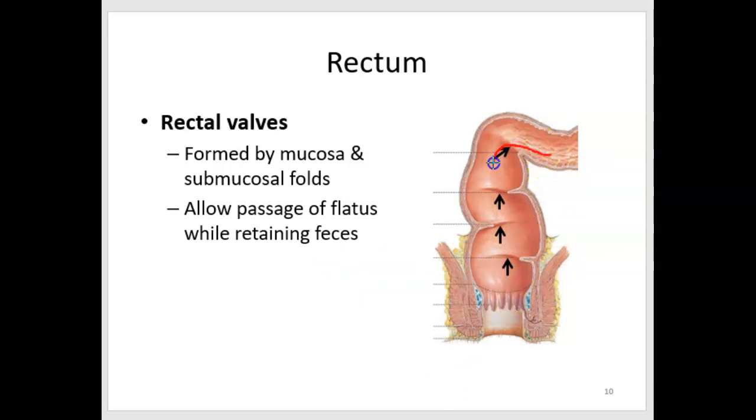So entering the rectum is the feces, and it can kind of get caught up here on the edge of this, we call it a valve. But because the valve doesn't go all the way across and actually close like a sphincter, it allows the passage of gas or flatus. And so that's how you're able to pass gas without passing feces at the same time.